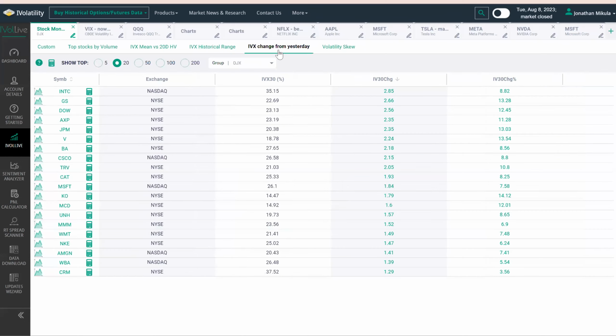And then IVX change from yesterday. So this is showing you where the action is today. And so we could see for Intel, it has an 8.82% change in its implied volatility day over day. And that's significant. That means something's going on here. Goldman Sachs, something's going on. Dow Chemical, American Express, JP Morgan, Visa. So you can see we have a handful of these in double-digit territory, which typically means something is going on.